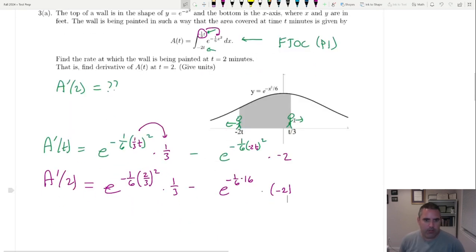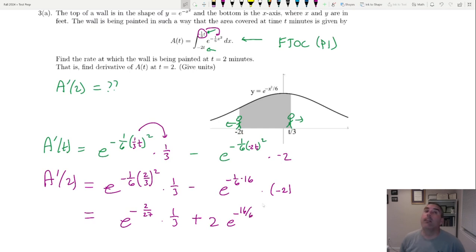So I don't know if that simplifies nicely. This is going to be e to the negative. One of these 2's will cancel. So 2/27 times 1/3. Yeah. And then this is going to be plus 2 e to the negative 16/6, which is 8/3. Ooh, I thought the numbers came out nice.